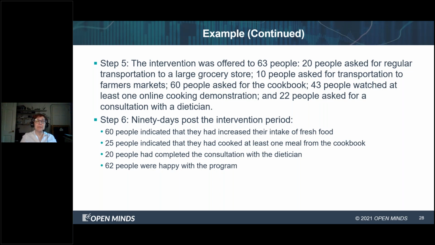90 days post the intervention period, 60 people indicated that they had increased their intake of fresh food. 25 people had cooked at least one meal from the cookbook. 20 people completed the dietitian consultation, and 62 people out of 63 were happy with the program.